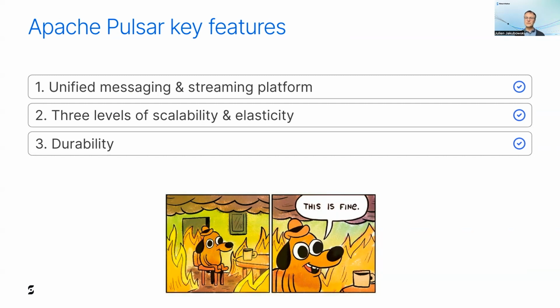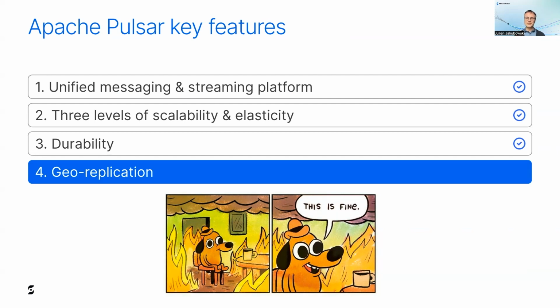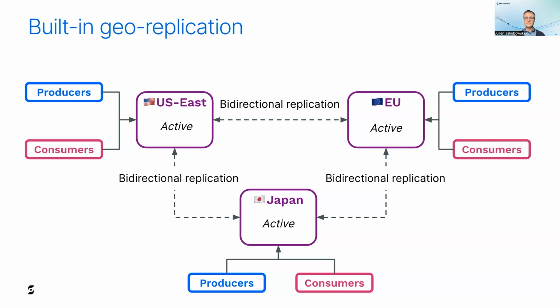So we've seen what happens when you lose a node. But what if you lose a whole region or a data center? That's where Geo-Replication steps in. Geo-Replication provides disaster recovery. You have several clusters deployed in different regions or different data centers, and if you lose a region, you can recover from it. Pulsar can replicate the data to different regions automatically in a bi-directional way. And this is a built-in feature, so setting this up is basically about configuration.